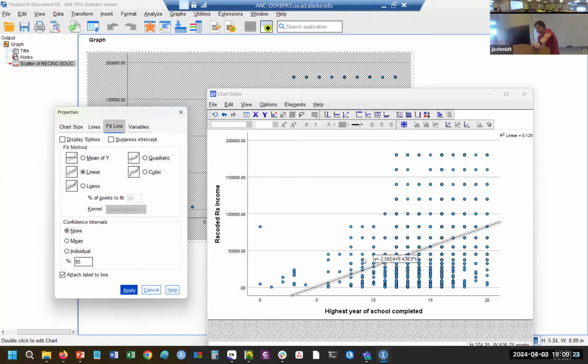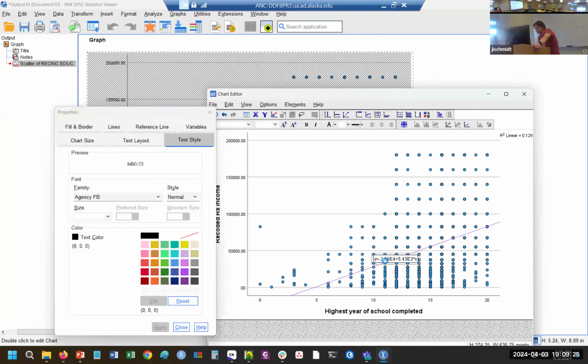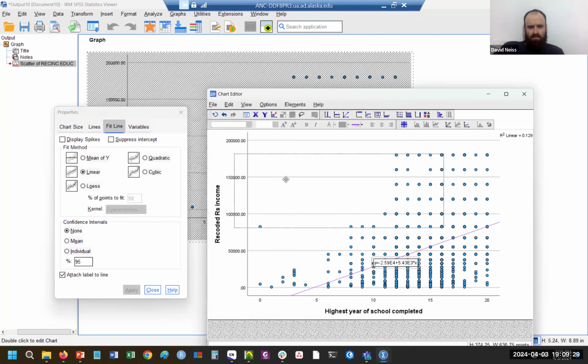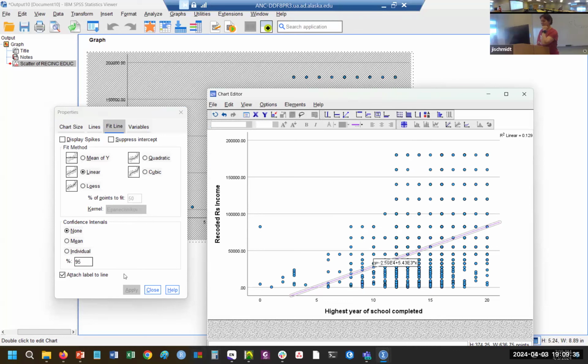And apply. So now you have... What about the confidence intervals part? I'm not worried about that for now. I mean, if you wanted to, you can play around with it and put some confidence intervals on it. But that's kind of past the statistical stuff that we're gonna do today.